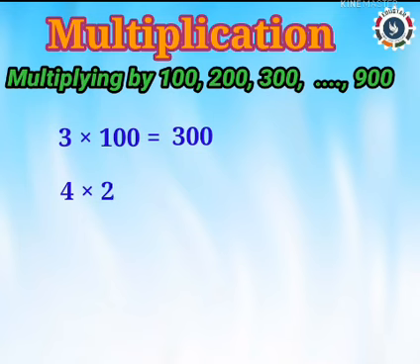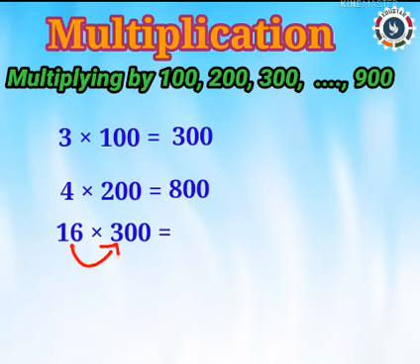4 into 200. On multiplying 4 by 2, we get 8. Write these 2 zeros to the right side of 8. So we get 800. 16 into 300. On multiplying 16 by 3, we get 48. Now insert these 2 zeros to the right side of 48. We get 4800.